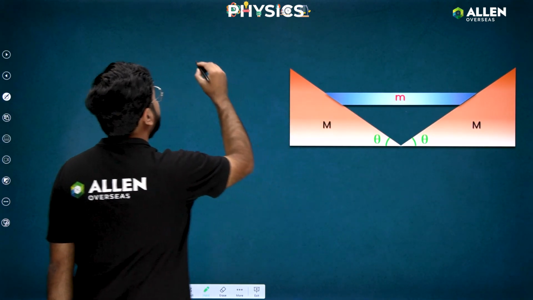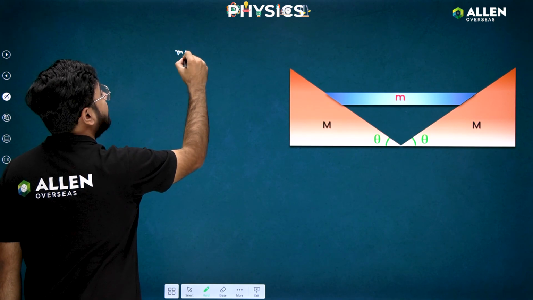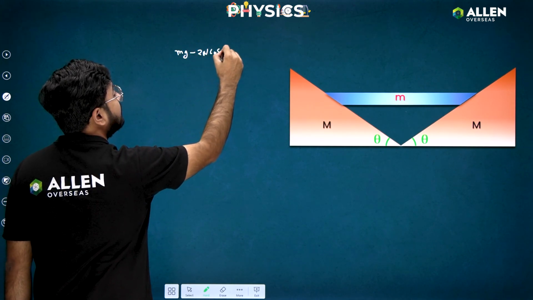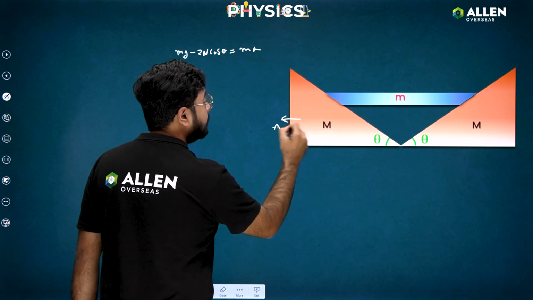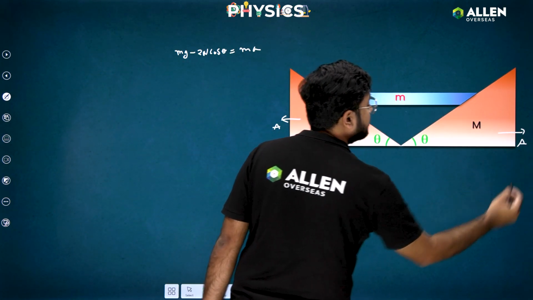Next, what is the first equation? mg minus 2N cos theta is equal to ma. Acceleration of these two is a.